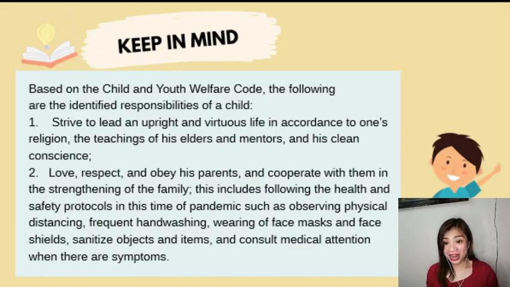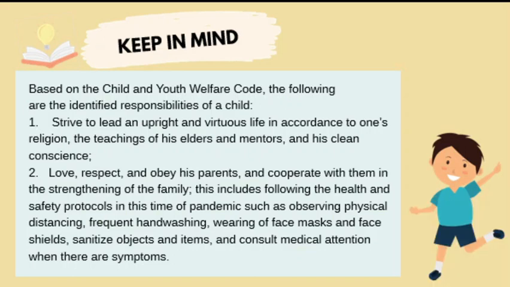Children have rights and roles. However, there are also responsibilities that go along with them. These make up the 3 R's of a child. Based on the Child and Youth Welfare Code, the following are the identified responsibilities of a child. Number 1, strive to live an upright and virtuous life in accordance to one's religion, the teachings of his elders and mentors, and his clean conscience.